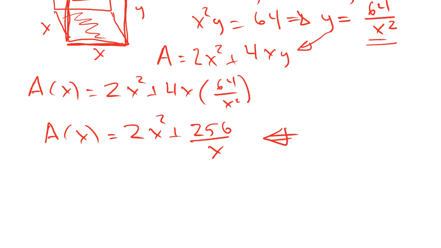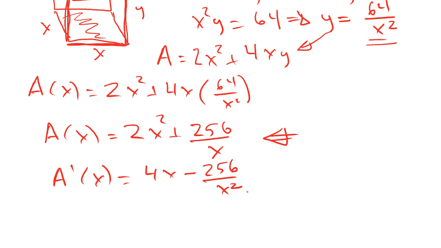Okay, so we have the equation in terms of one variable only, in this case x. Now we differentiate, set the derivative equal to 0, and solve for x. That will be our answer for our length and width. Substitute in, we'll find y, our height, and verify. So the derivative, A prime of x or dA/dx, doesn't really matter what notation you use, A prime of x is equal to 4x minus 256 over x squared.